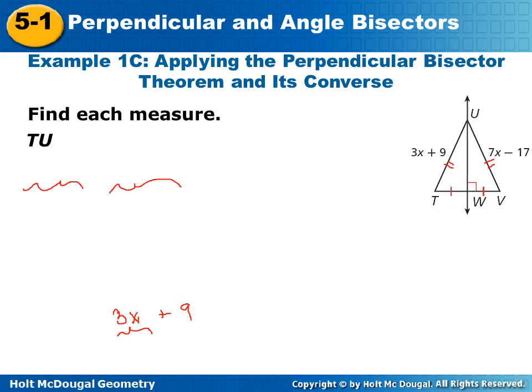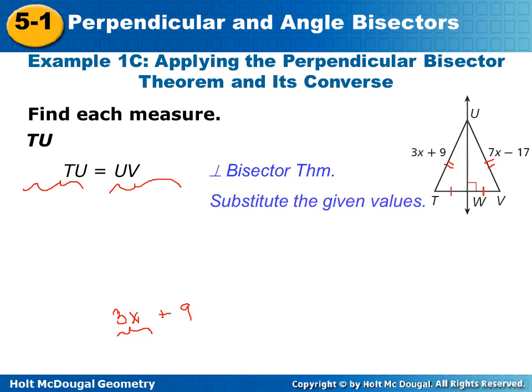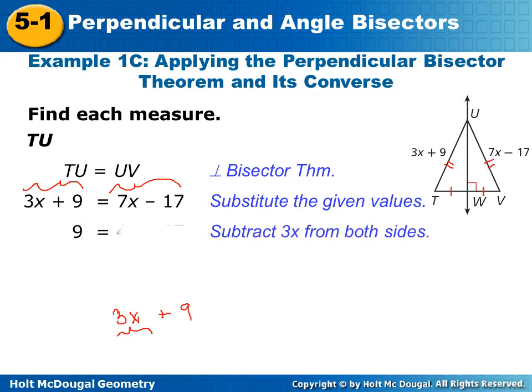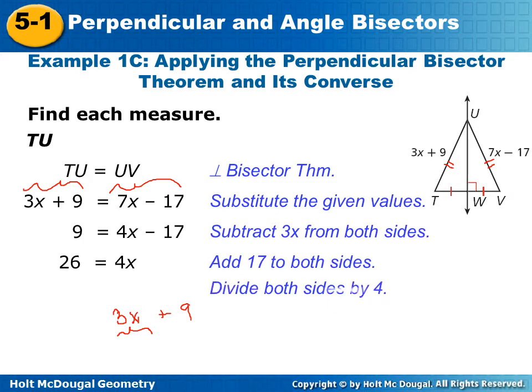Here we want to find the measure of TU. The perpendicular bisector theorem states that TU is equal to UV. To substitute the given values, we find that 3x plus 9 is equal to 7x minus 17 from the picture. Subtract 3x from both sides, and add 17 to both sides to get 26 equals 4x, and divide both sides by 4 to get 6.5 equal to x.